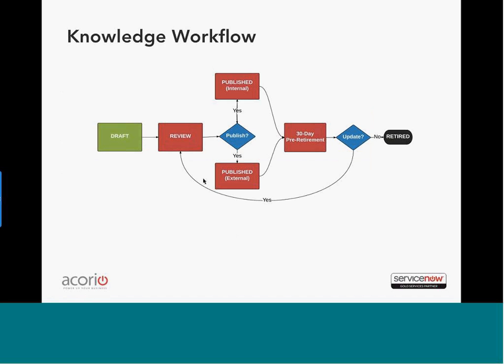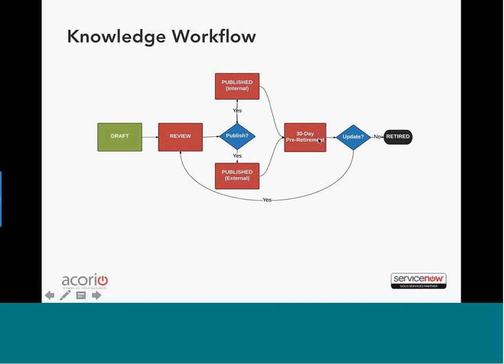Okay, a little bit on the knowledge workflows. This is the out-of-the-box knowledge workflow that you also have configured in your instance. The article starts as a draft article that goes through the review stage. This is where the knowledge manager reviews the article, and then it gets published internally. So that means it's IT, or externally, and that's the end user facing knowledge base. And it would go through a 30-day pre-retirement. So it looks at the valid to date of the article, and then it sends a notification 3 days before.